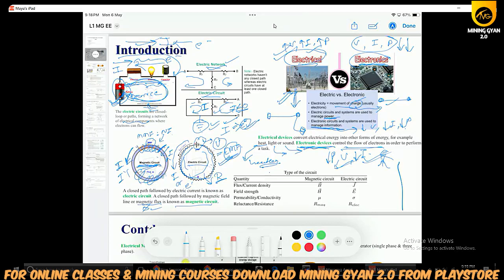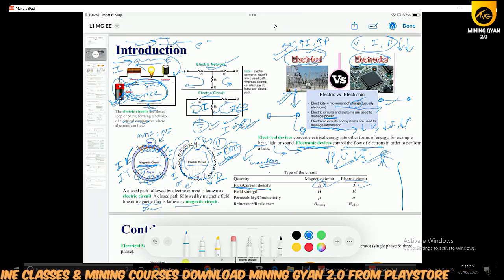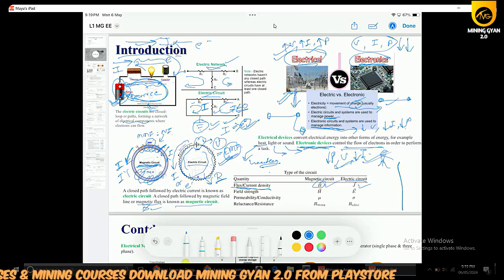So in case of magnetic circuit, there will be flux density, and that will be represented by capital B, whereas in case of electric circuit, it will be represented by J. What is J? This is the current density. But in case of magnetic circuit, there will be magnetic field lines, and that will be represented by H.